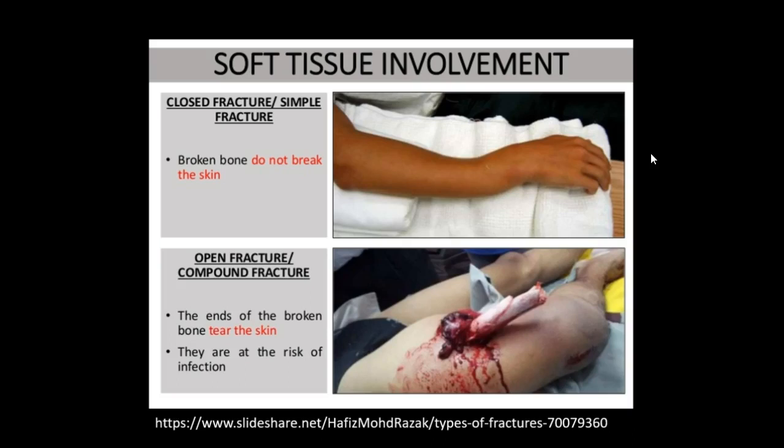All right, so soft tissue involvement. So you can see a closed fracture here. Clearly the bone is not straight, the arm is not straight, so the bone is broken, and you have an open fracture here. That's a pretty good one.